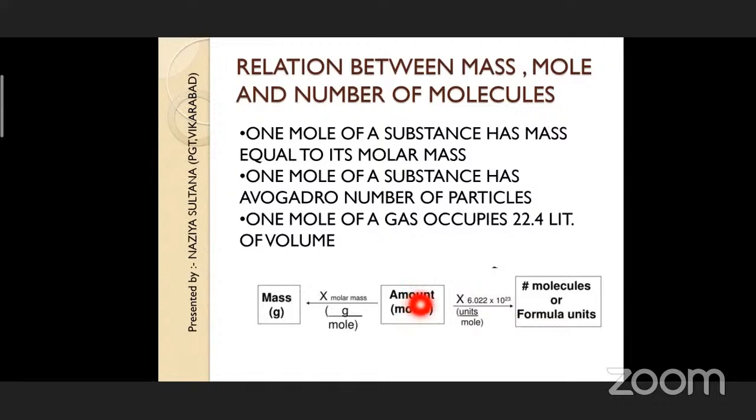You see here, amount, that is the moles. If you multiply the number of moles into 6.022 into 10 to the power of 23, that is Avogadro's number, then you will get the total number of molecules present in that, or formula units. Formula units means nothing but the molecules of the ionic compound. For ionic compounds, we have to call it as formula units. When the number of moles is multiplied with the molar mass, we will get the mass of that substance. So this is the relation shown here. Hope you have understood it.